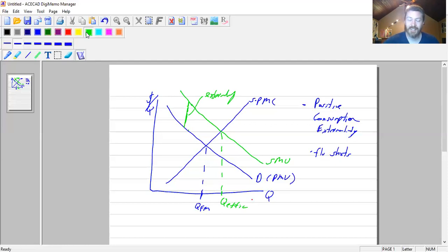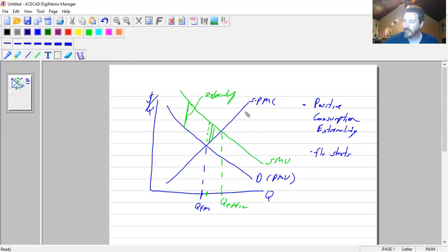So to look at the issue here, for all these units up till this point, look, their value is more than their cost. But we're only consuming this many units. For this first unit beyond Q free market, that unit is more valuable than it is costly by that amount. It's more valuable than it is costly by that amount, but we're just simply not enjoying that net benefit because we're not consuming enough flu shots.